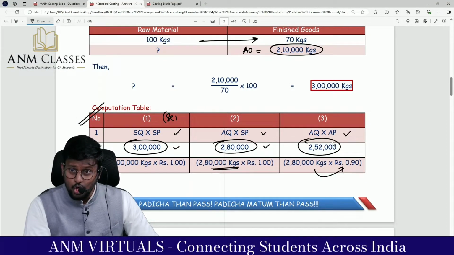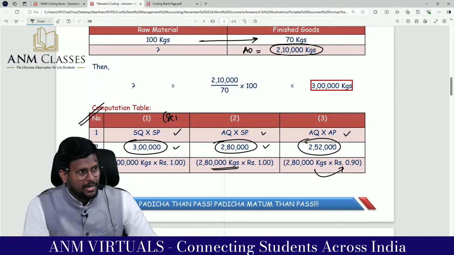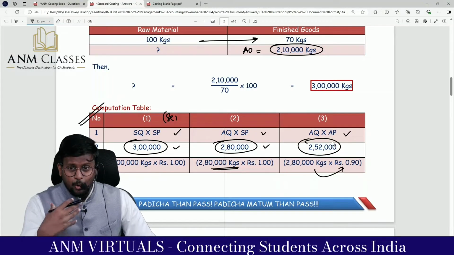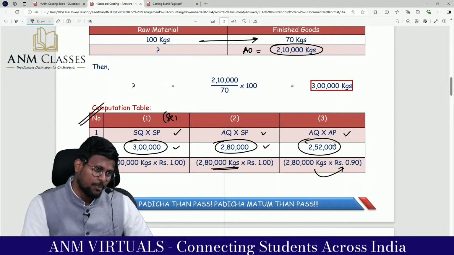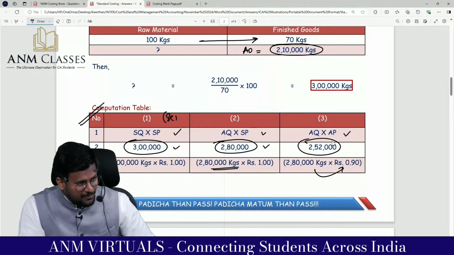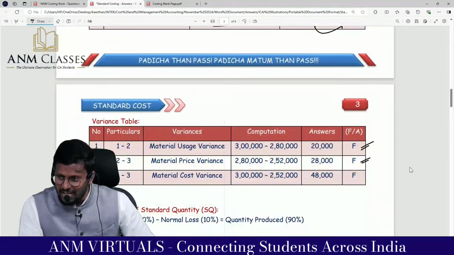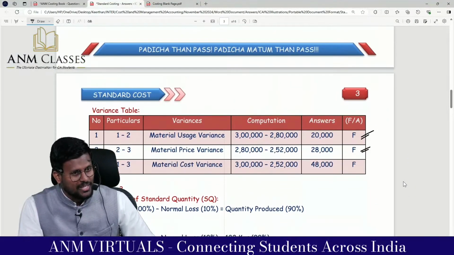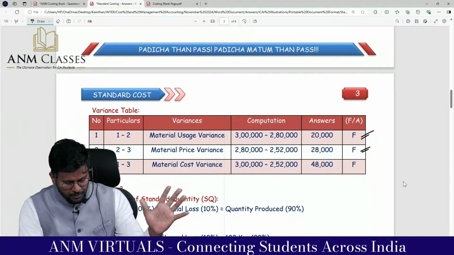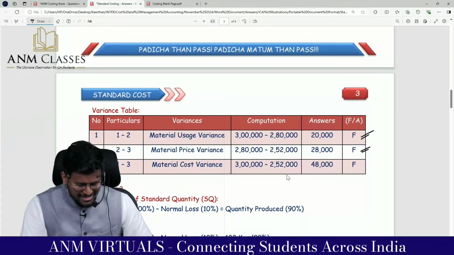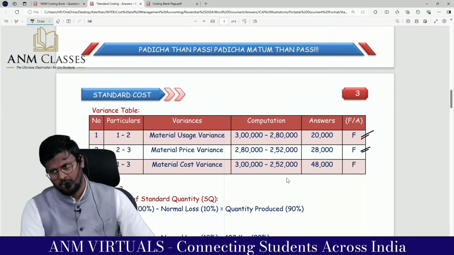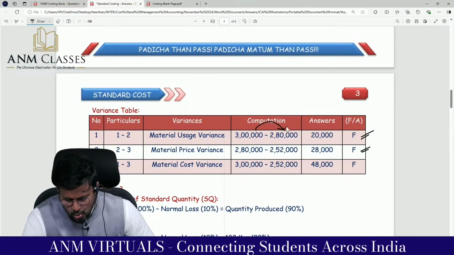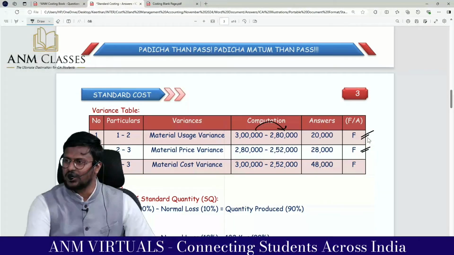So consumption is also favorable, price is also favorable. My production manager performed very well. My purchase manager also performed very, very well. That means ultimately my material cost variance plays a favorable role. So 1 minus 2, 2 minus 3, 1 minus 3. 1 minus 2 is the material usage variance, which is 3,00,000 minus 2,80,000 comes to 20,000.